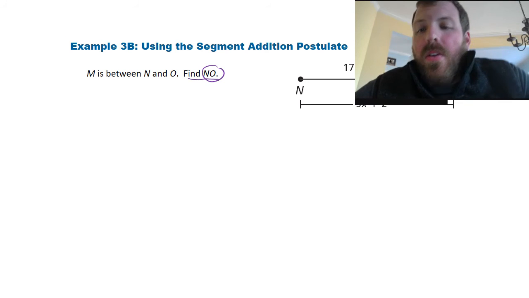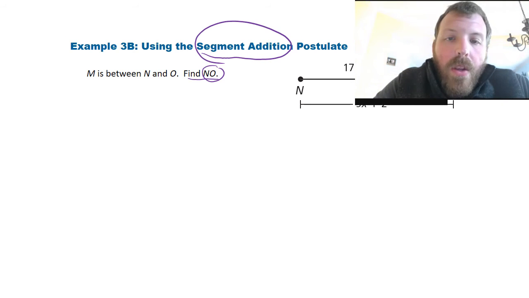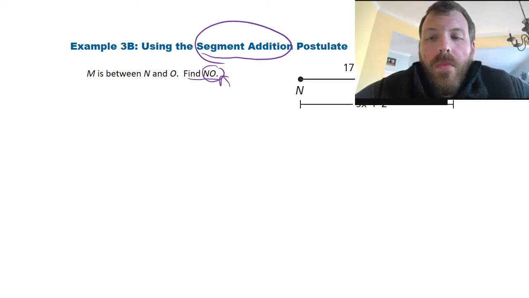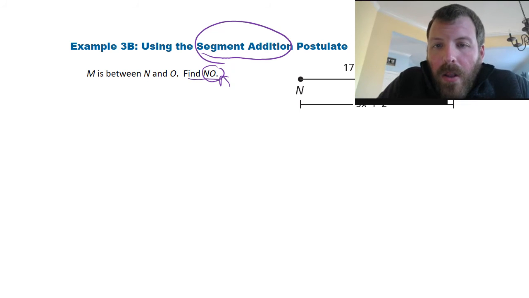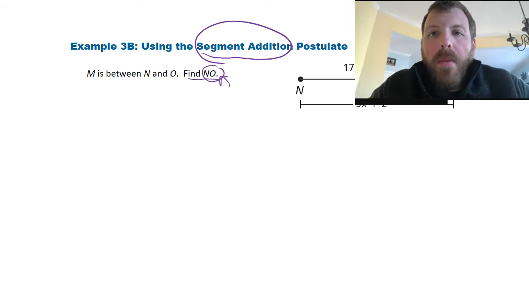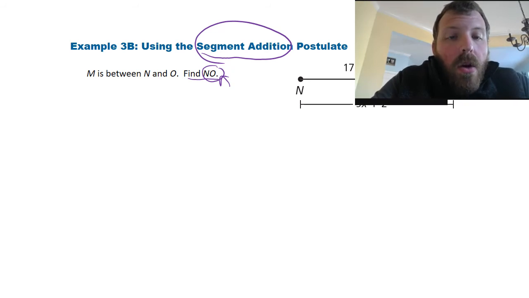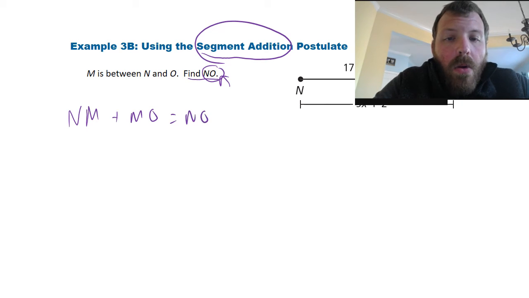All right, so let's look at what we're actually doing here. We're going to use segment addition to figure out what NO is. If I add NM and I add MO, I should get the distance of NO, like we did in that beginning problem. And that will still hold true here. So let me write this down. NM, that means the distance from N to M, plus MO equals NO.